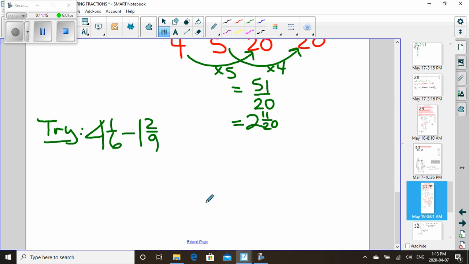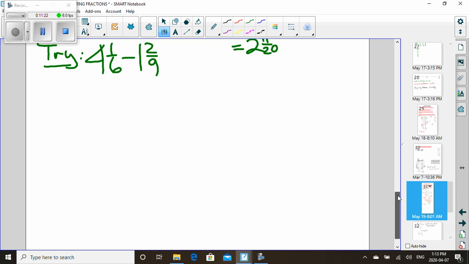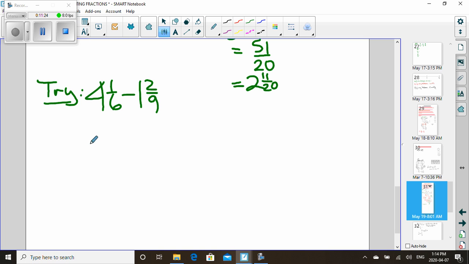4 and a sixth minus 1 and 2/9. I would definitely go into improper fractions here. Okay, you don't have to all the time, but it's certainly more universal. 4 and a sixth. I have 4 whole groups of 6. 4 whole groups of 6 are 24 sixths. 24 sixths plus the 1/6 more. Okay, that's what a mixed number is.